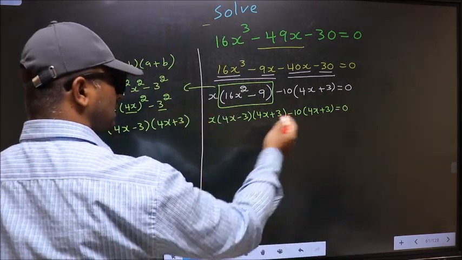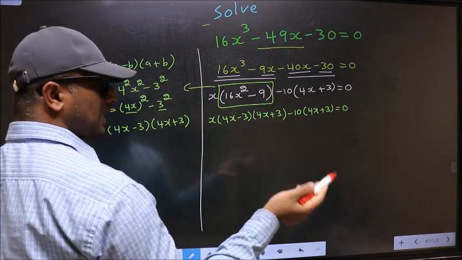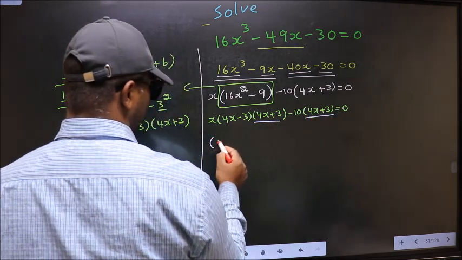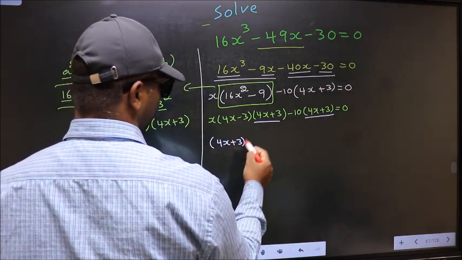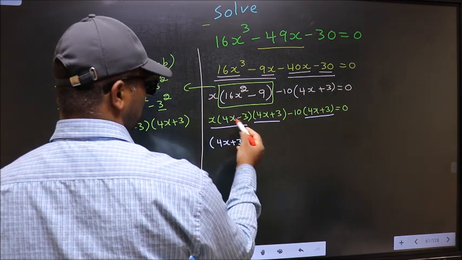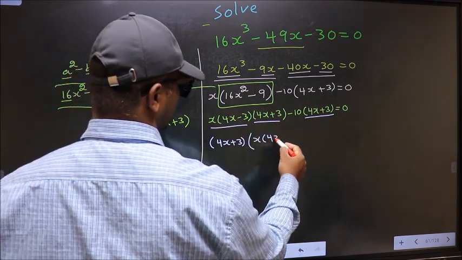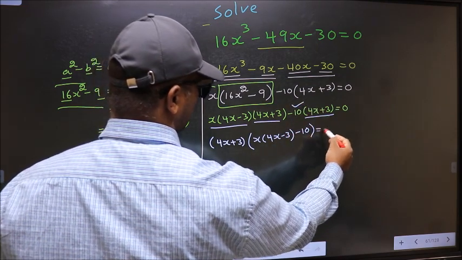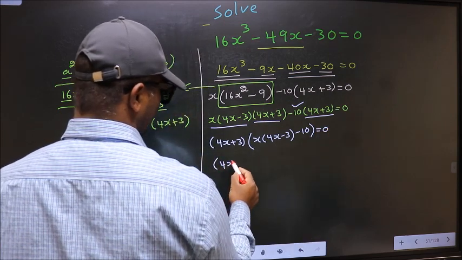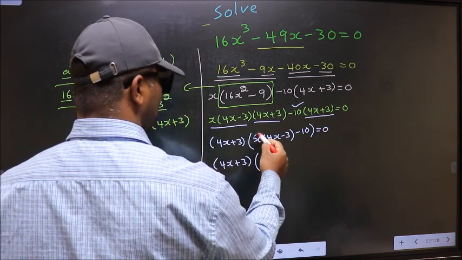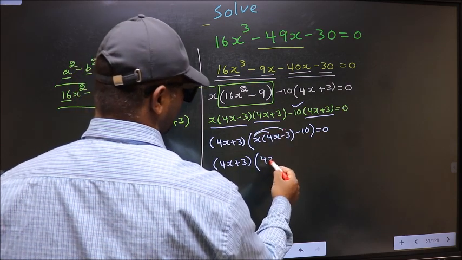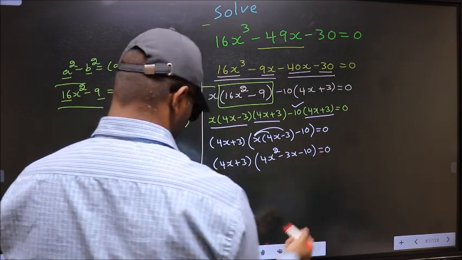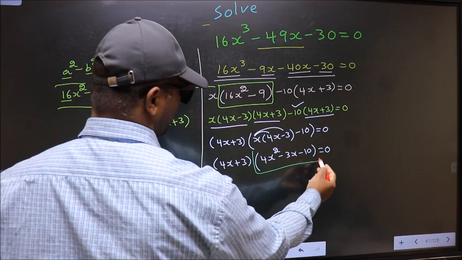Next, from this equation, what can be taken out common is 4x plus 3. So 4x plus 3 outside. Over here we are left with these two, that is x times 4x minus 3. And here we are left with minus 10 equal to 0. So 4x plus 3, now you open up the brackets, you get 4x square minus 3x minus 10 equal to 0. Now we got a quadratic.